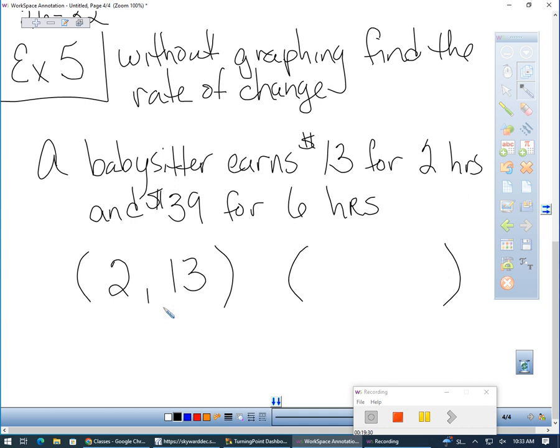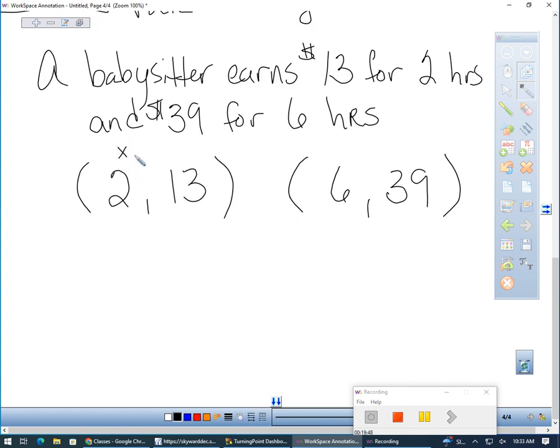Right? Time is independent. And of course, the amount of money you make depends on the time. My second point follows the same thing. So that point is going to be the point (6, 39). All right. So now again, this is my x1, y1. This is my x2, y2.